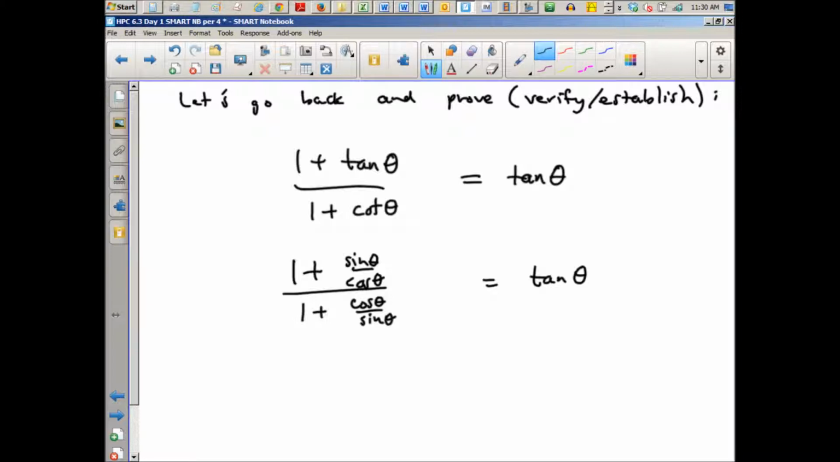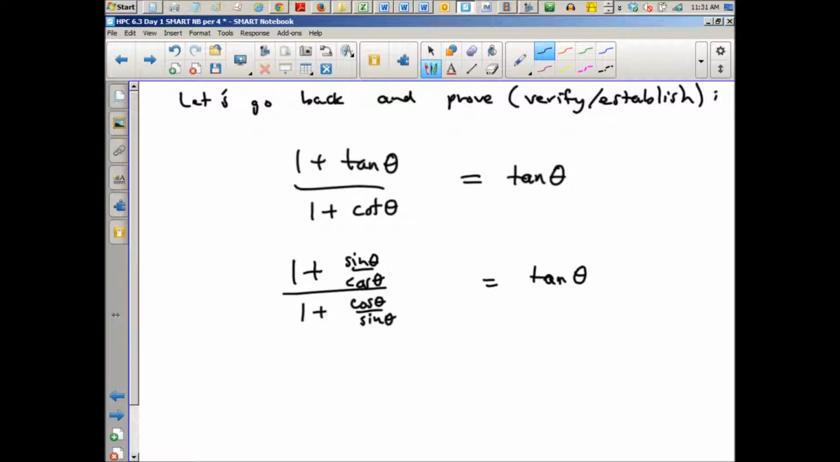I'm not allowed to touch the other side because I've already started working on the left. You may not cross multiply. You cannot rewrite this as sine theta over cos theta and try to work it from there. You're not allowed to touch the right side at all. Okay? Some teachers are more strict about that. Some teachers are less strict about that. I'm very strict about it. Pick a side and work on it. Okay, let's see if we can make this work.